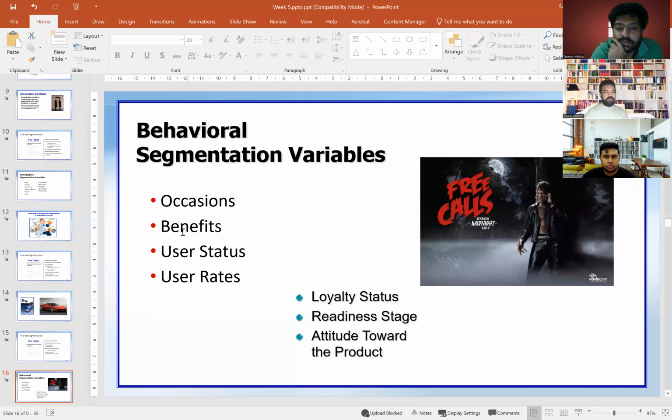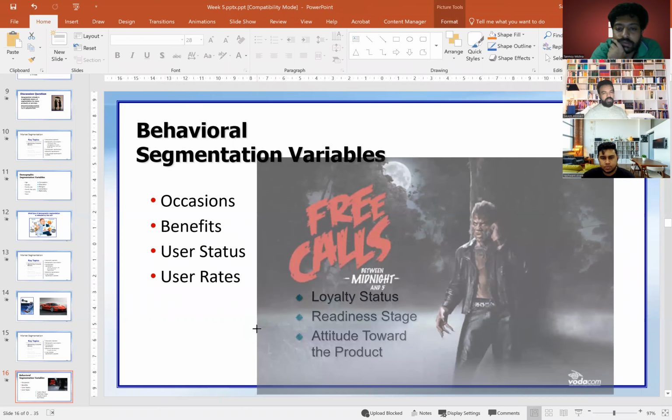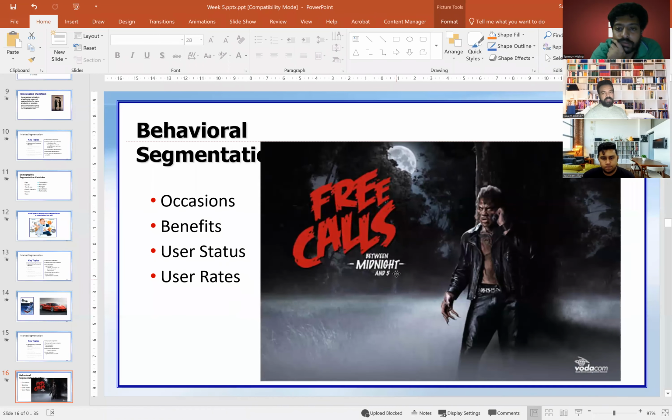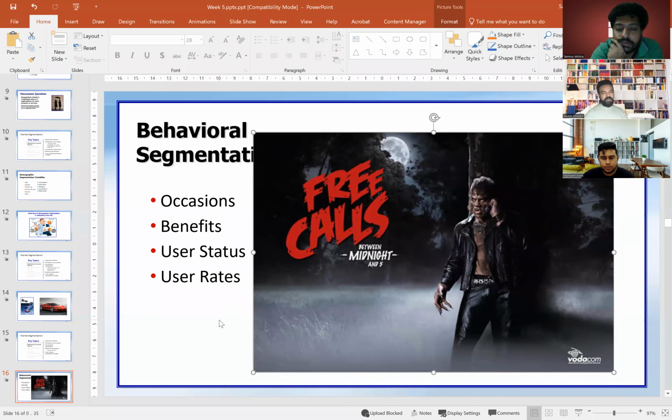Some of these would be occasions, benefits, user status, user rates, loyalty status, readiness stage, attitude towards the product. So these are some aspects. Now, what is this? Free calls between midnight. Who can tell me what's happening in this image?